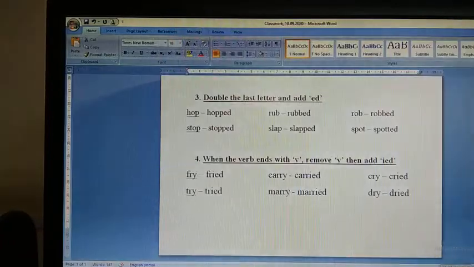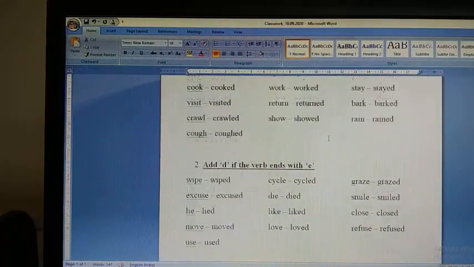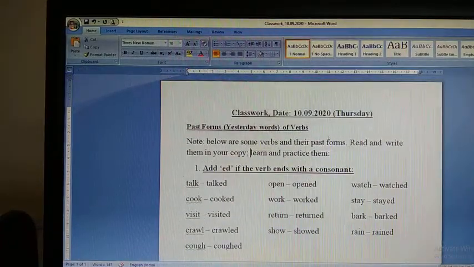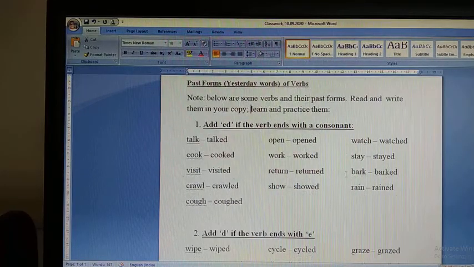this is the class work that I have prepared for you today. This is not in your book, but you will be writing it in your copy and practicing it. This is for your learning and for your practice and also for your knowledge that I have prepared. Okay, same thing. Number 1, add ed if the verb ends with a consonant. I will read fast for your knowledge.